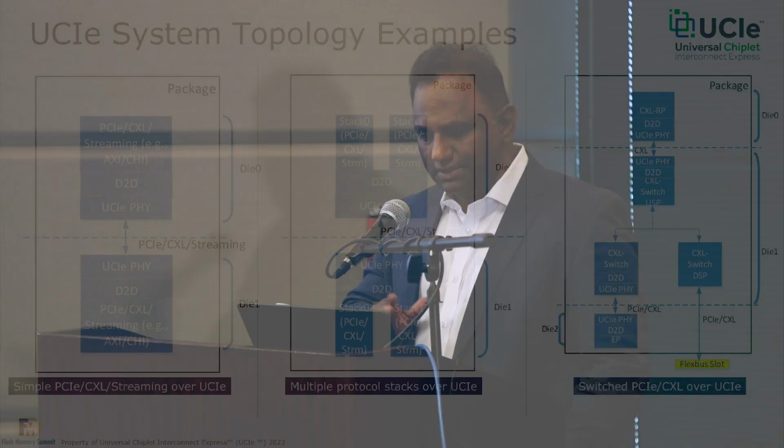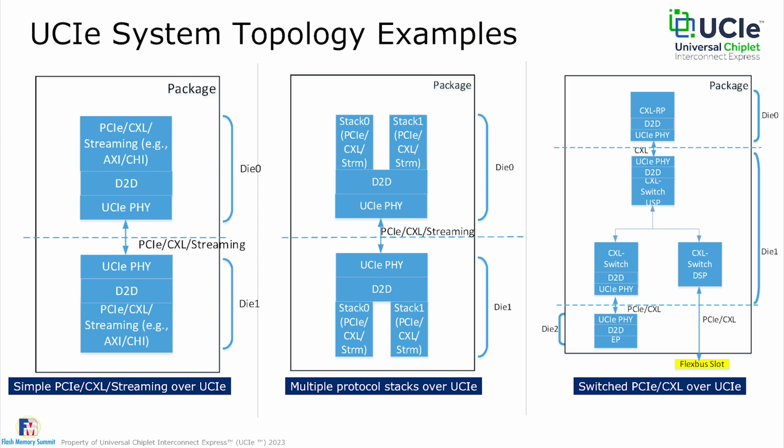All right, so we're going to get into a little bit more detail on some of the use cases which we already talked about. Let's start with the simplest use case on the left-hand side of your screen. That's some sort of host interface: PCIe, CXL, or potentially some proprietary streaming protocol. It could be driving CHI, it could be driving some internal Infinity Fabric protocol or something like that.